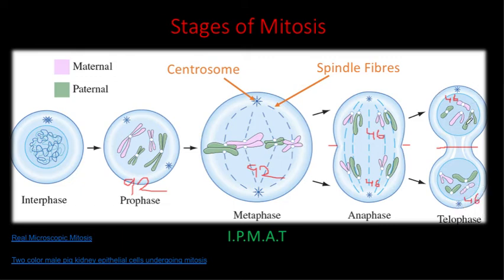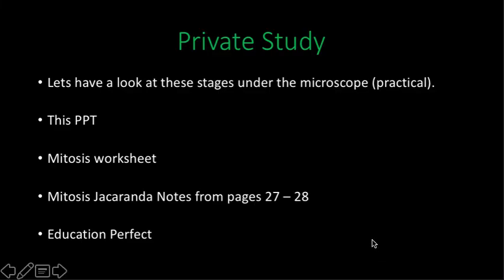And chances are these two cells will further go on to undergo mitosis. So they'll double up their genetic material again, and then they'll split as well. Use this acronym to help you remember the phases: interphase, prophase, metaphase, anaphase, telophase, or IPMAT. I've also got a couple of videos for you to watch here, so some real microscopic mitosis occurring here. Definitely recommend you have a watch of that. But from here, I would recommend going back and having a look at this PowerPoint, have a look through your textbook. Education Perfect has some good resources.